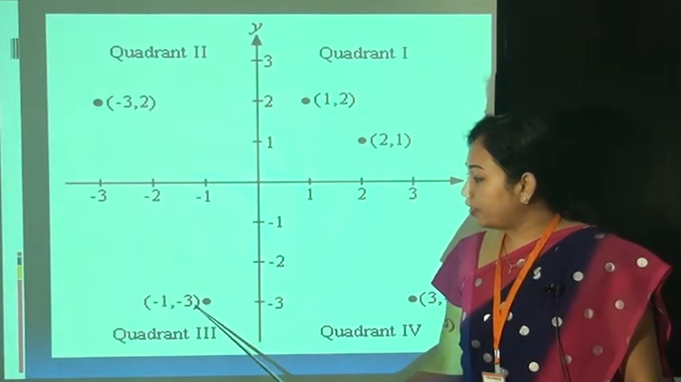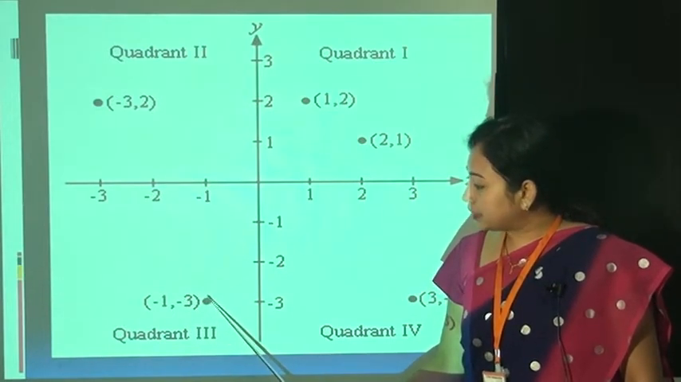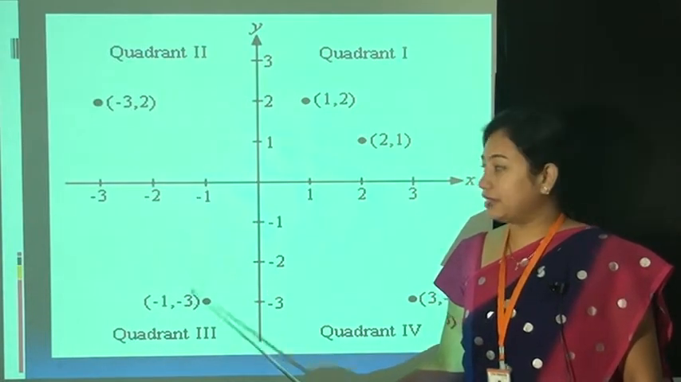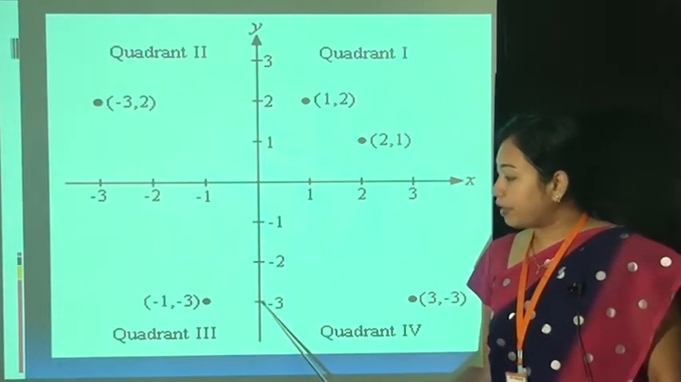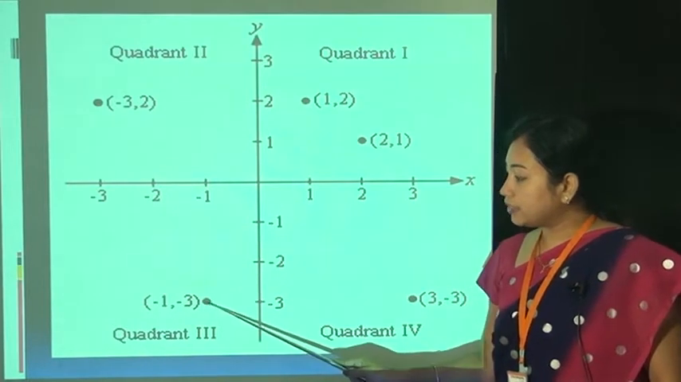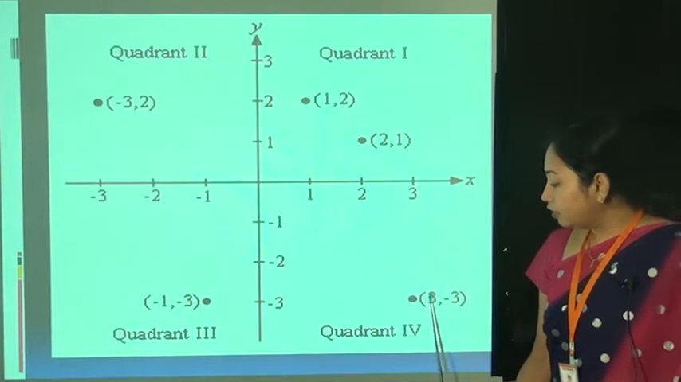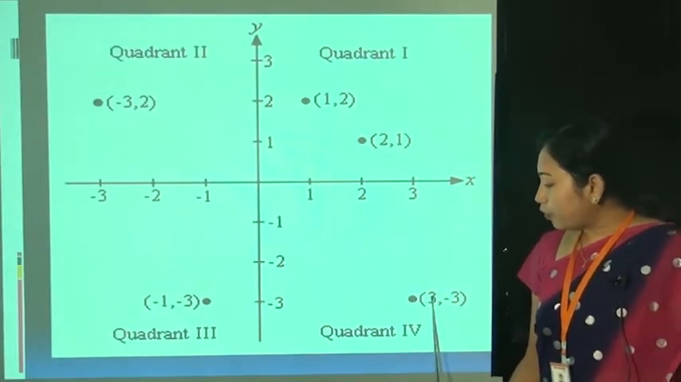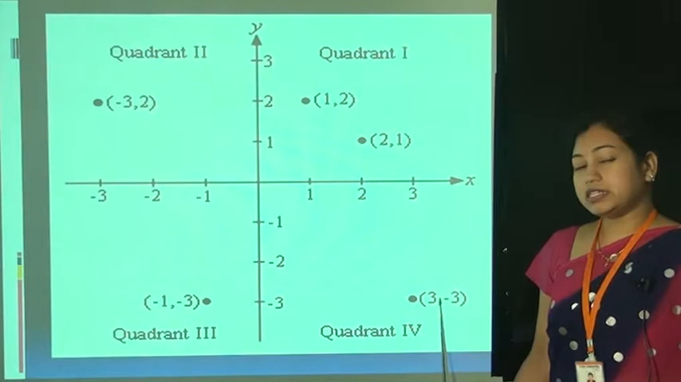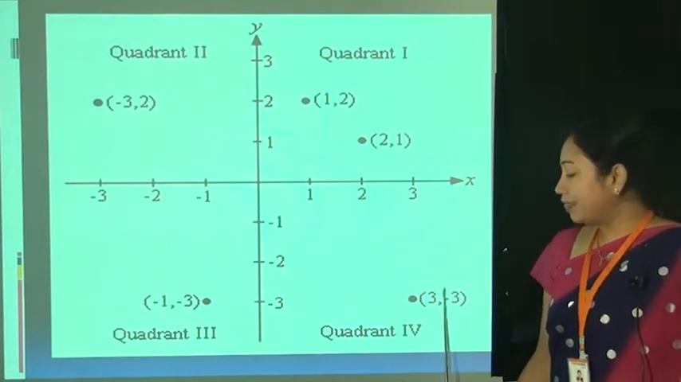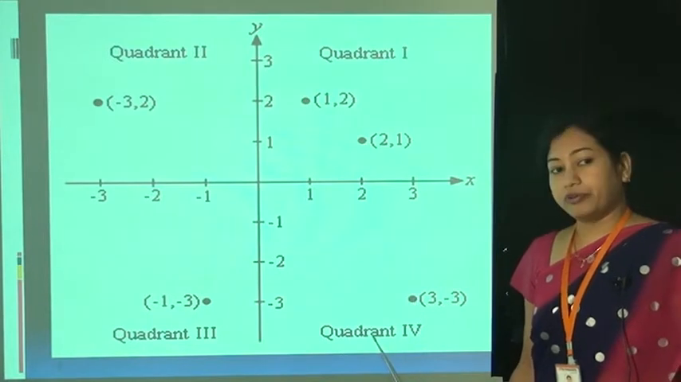Here at this point, the distance on the x axis is minus 1 and the distance on the y axis is minus 3. So minus 1 here and minus 3 here. And this point, the coordinate of this point is 3 and minus 3. You can see here the x coordinate is positive and the y coordinate is negative. That's why this point lies on quadrant 4.